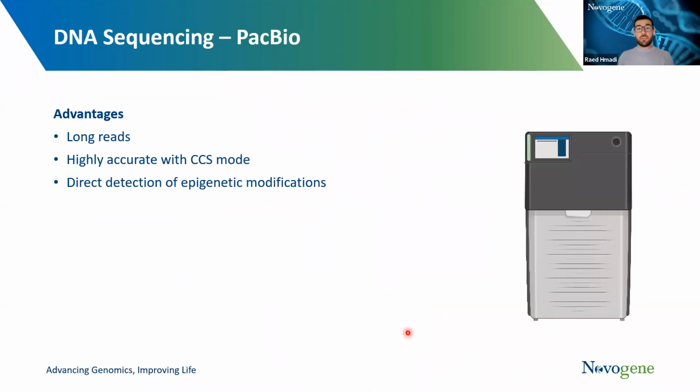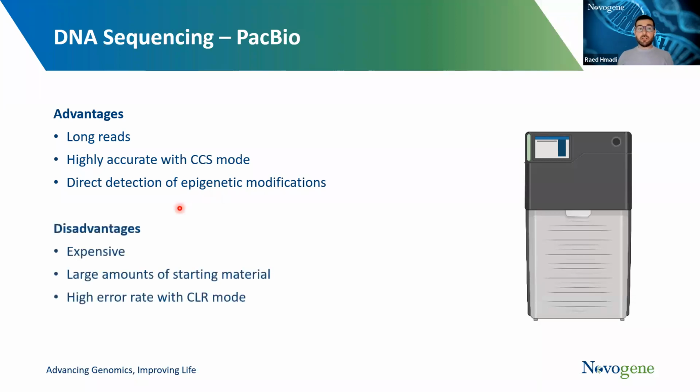In addition to these two sequencing modes, among the other advantages of sequencing with PacBio is the possibility to sequence long reads, high accuracy with the CCS mode, and for the first time, a direct detection of epigenetic modifications. On the other hand, sequencing with PacBio is considered to be expensive. It requires large amounts of starting material, and more importantly, there is still a high error rate with the CLR.